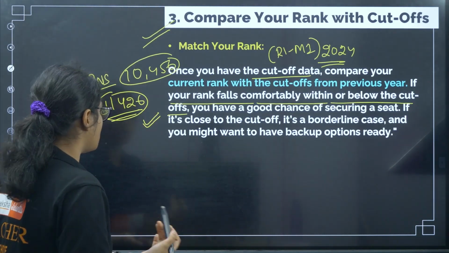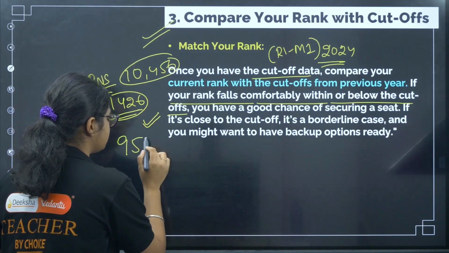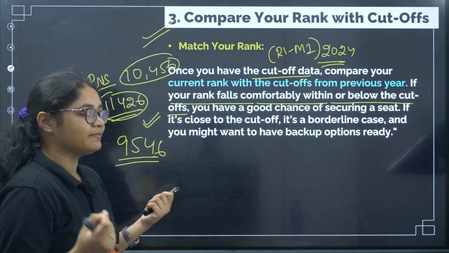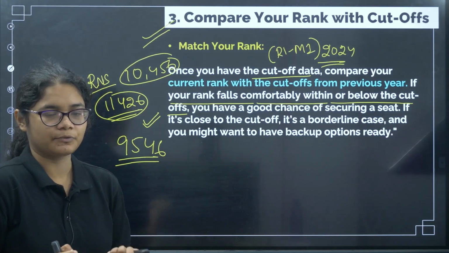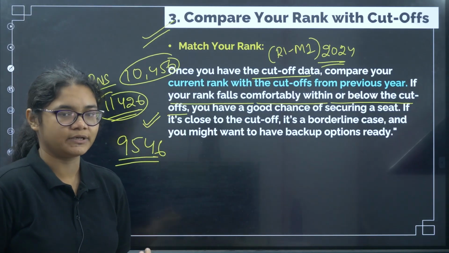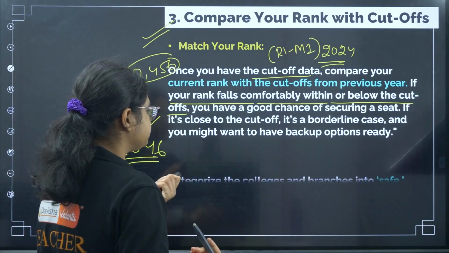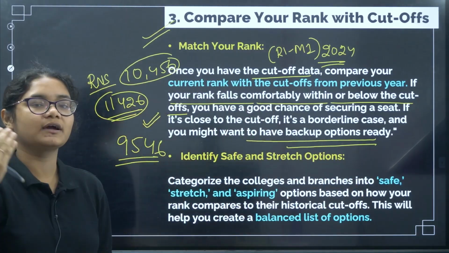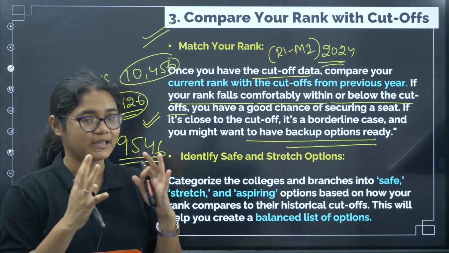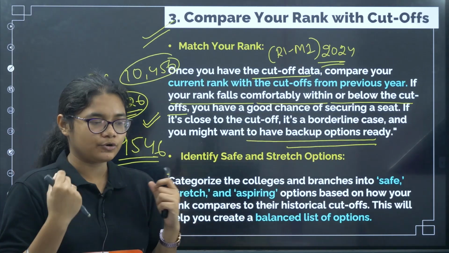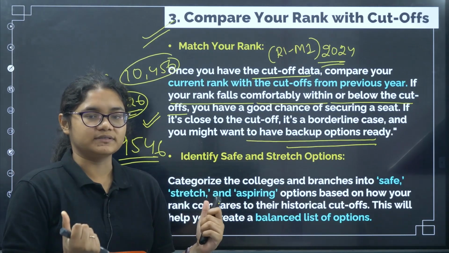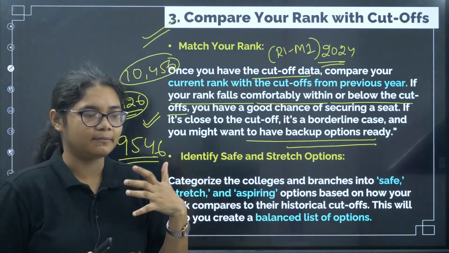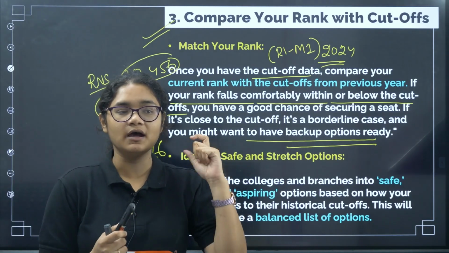Now for those colleges where the cutoff is somewhere around 9,546, these are a little competitive, but again you have a fair chance of getting these colleges also. So these colleges can also go into your option entry. You should also have some backup options. Those colleges whose cutoff is way below your rank but are good options, also add them, because you never know how the allotment will go. There may be some mistakes, so it is always a good idea to have some backup options.